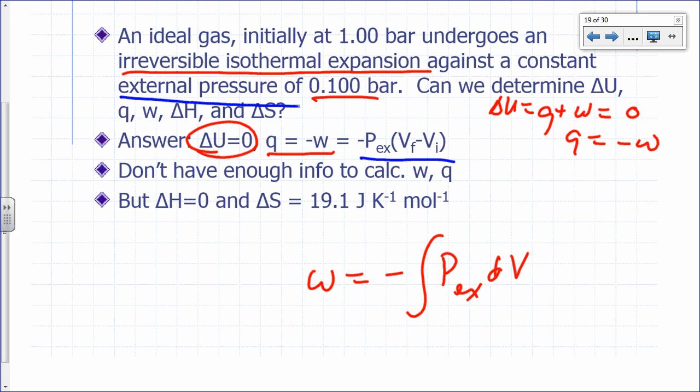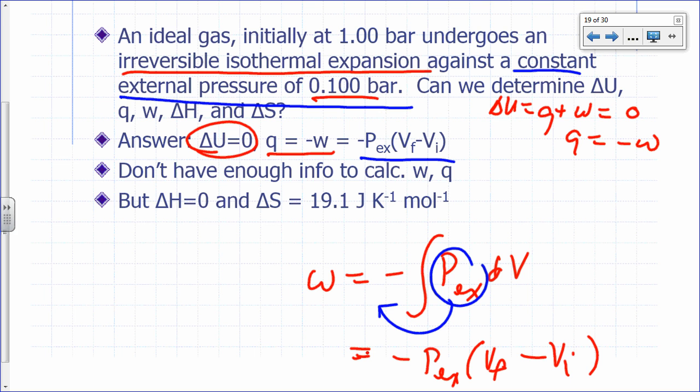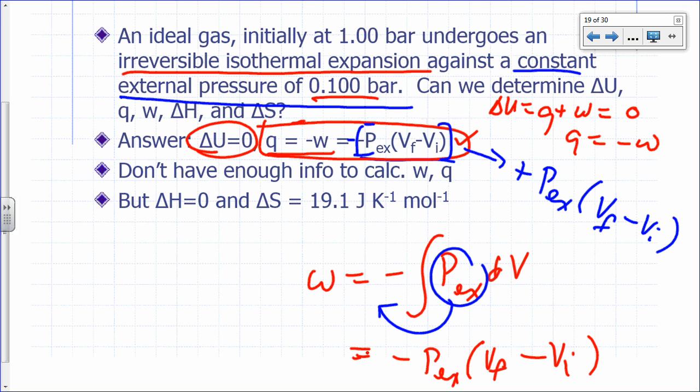Because your external pressure is constant, I can pull that out of my integral, right? So that's just going to be equal to negative P external times V final minus V initial. So there's a formula for W, Q, and delta U. Okay? Do we have any information to calculate... I'm sorry. Ooh, that's right, thank you. So that should be negative, negative. Yeah, so that should be positive. Thank you. So that's plus positive P external times V final minus V initial.